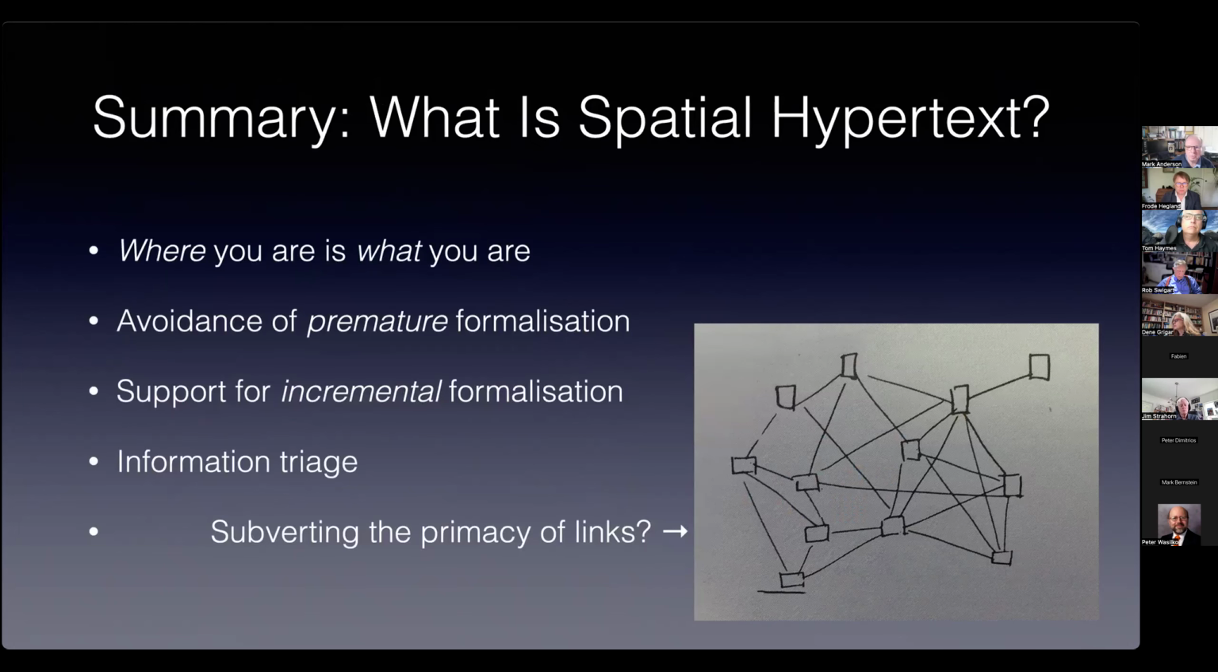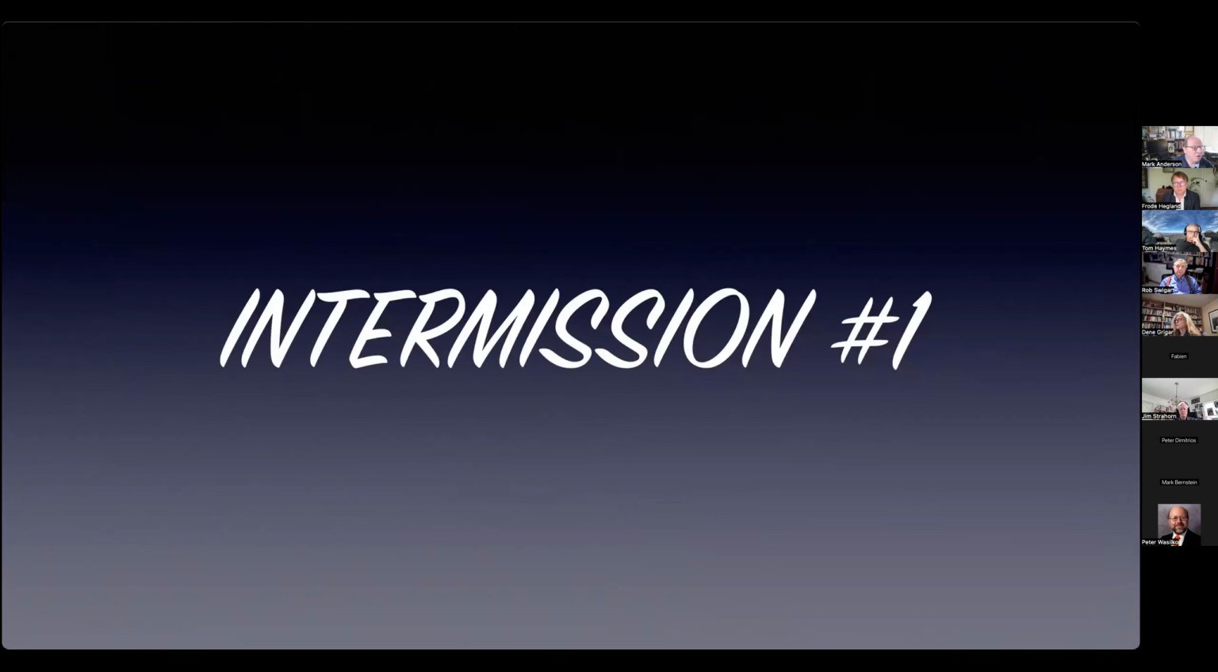So I'll do a quick summary at this point. Just to pick up the points: a lightweight description of what's happening is where you are when you're doing a spatial hypertext. A key thing was avoiding premature formalization. This was achieved by having good support for incremental formalization, allowing the structure to come out of what you were doing. Unsurprisingly, an area where this is good is information triage, where you don't quite know the endpoint. You want to get to the end, but you don't necessarily know what the end looks like, or not yet. It may seem that this subverts the primacy of links, but I will address that point further on in the talk. And we get to our first intermission.